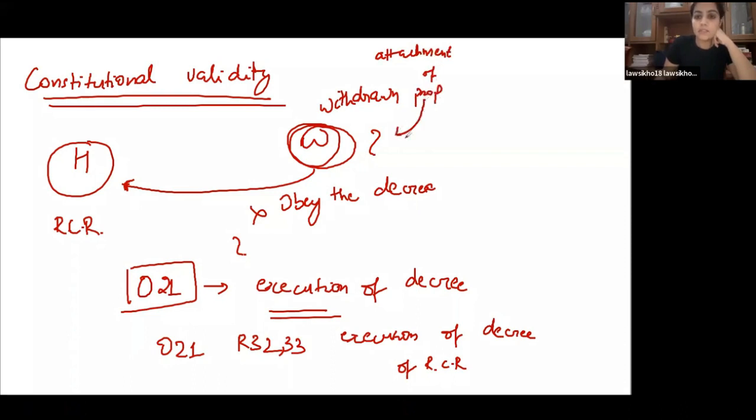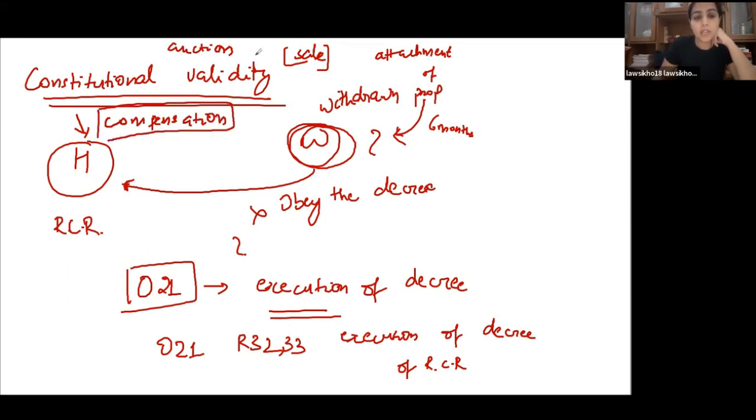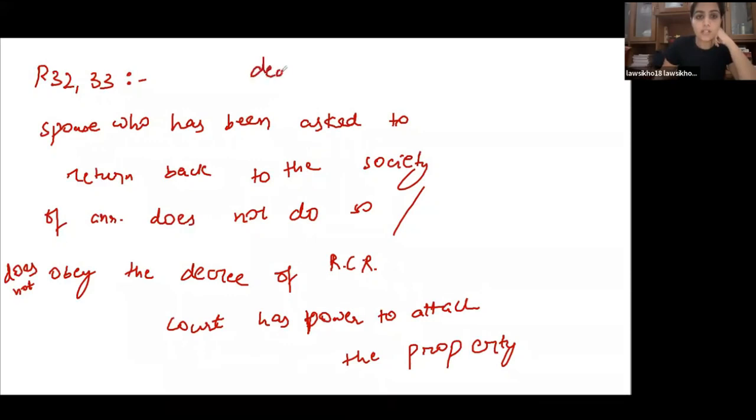Okay. And if the wife still does not obey the decree, then after 6 months of attachment, the court will order sale of this property. The sale is done by auction. Out of the sale proceeds, the court will grant the husband compensation as it deems fit, and the rest of the money left after giving compensation to the husband will be given back to the wife. Clear? This is how the decree of restitution of conjugal rights is executed.